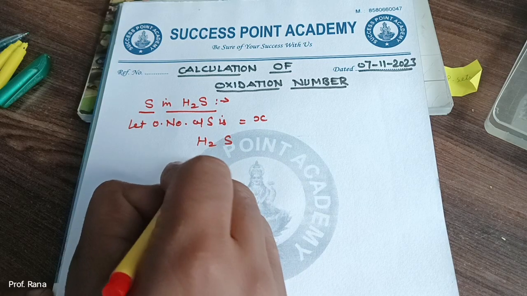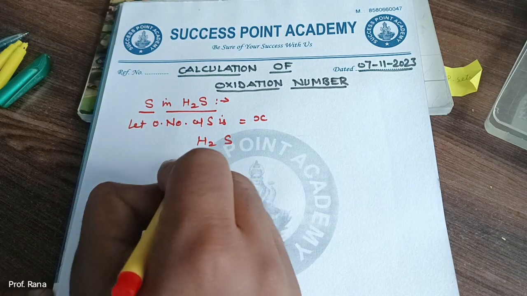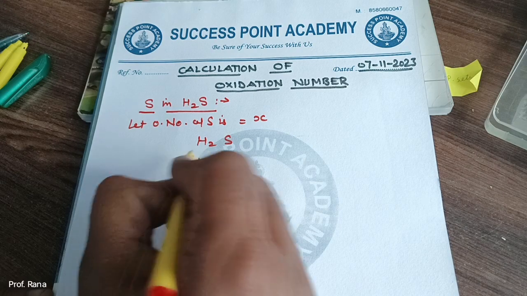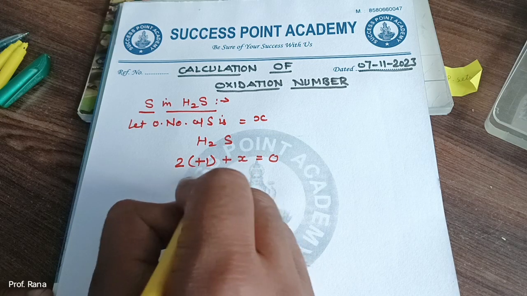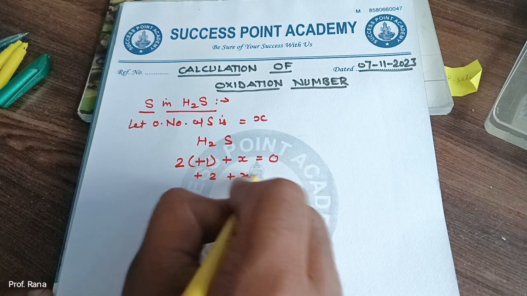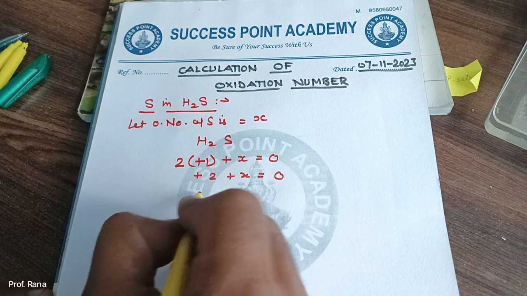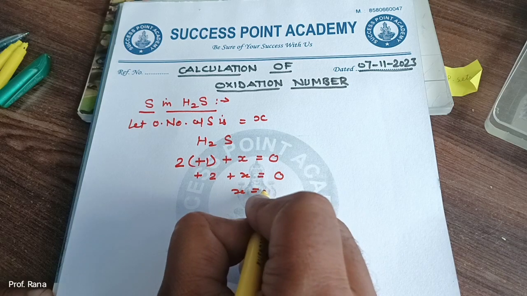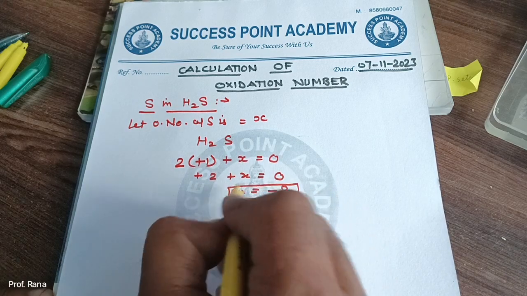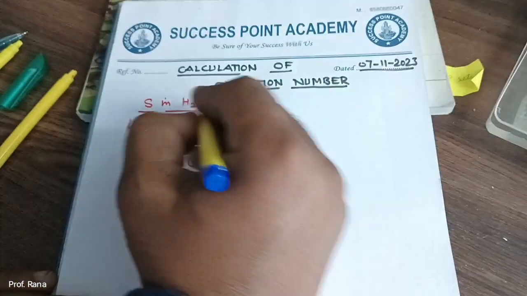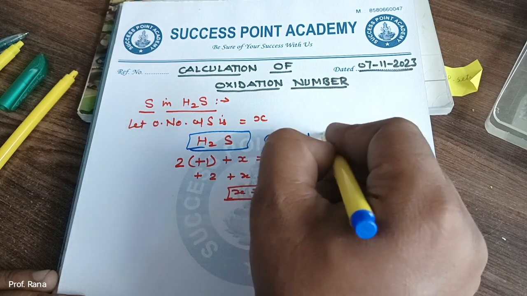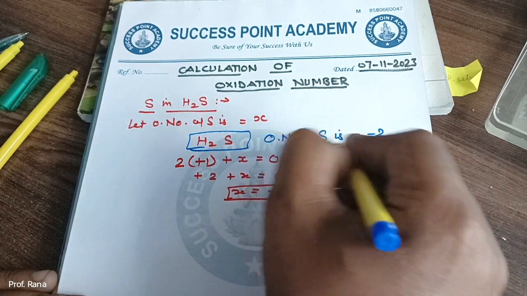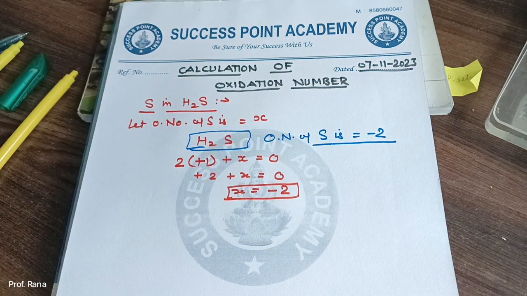So you will write down H2S, hydrogen plus 1 is its charge, and these are two atoms, so twice plus X is equal to 0. It is plus 2 plus X equals to 0. So X is here minus 2. So in case of H2S, oxidation number of sulfur is -2. This is the method to solve.